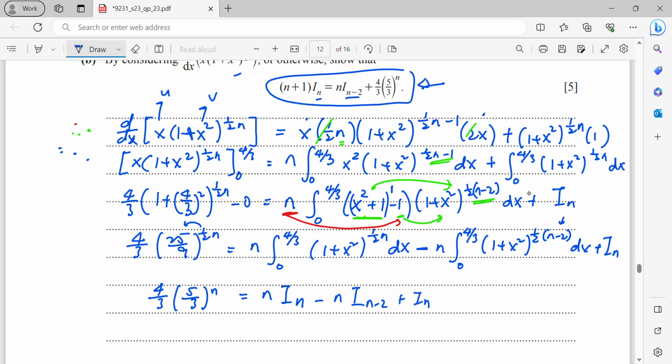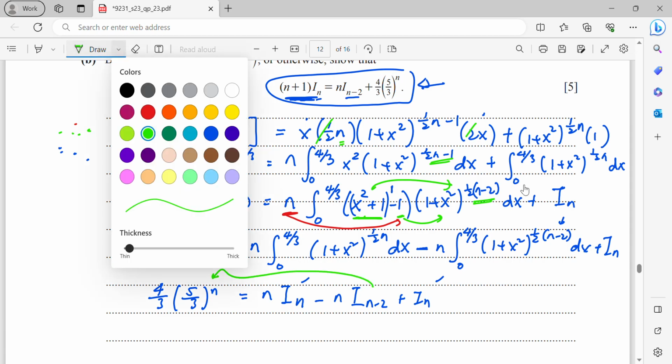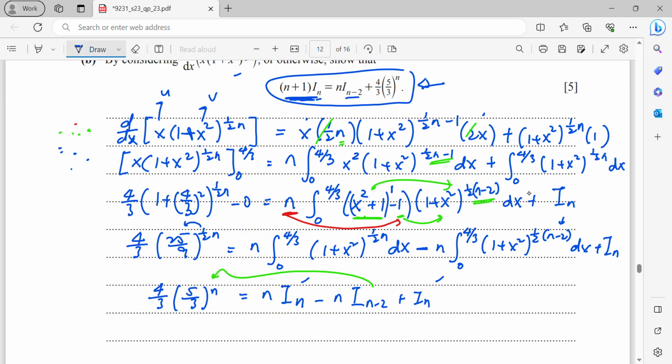Then plus In. Okay, and now we need to get this In as the subject. So it means that now these two terms will be moved to remain on right side. This term will be moved to the left hand side. Okay, then I'm getting the answer soon. So In, first and third term, factorize the In, then you get n plus 1. Then here 4 over 3 times 5 over 3 to the power of n. The minus I n minus 2 will be plus.